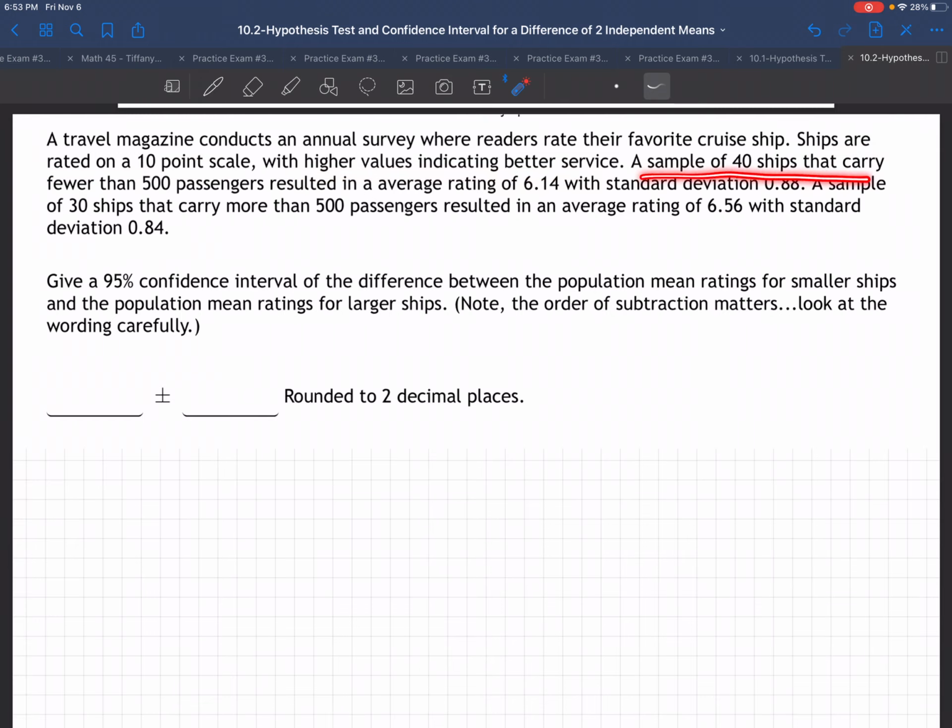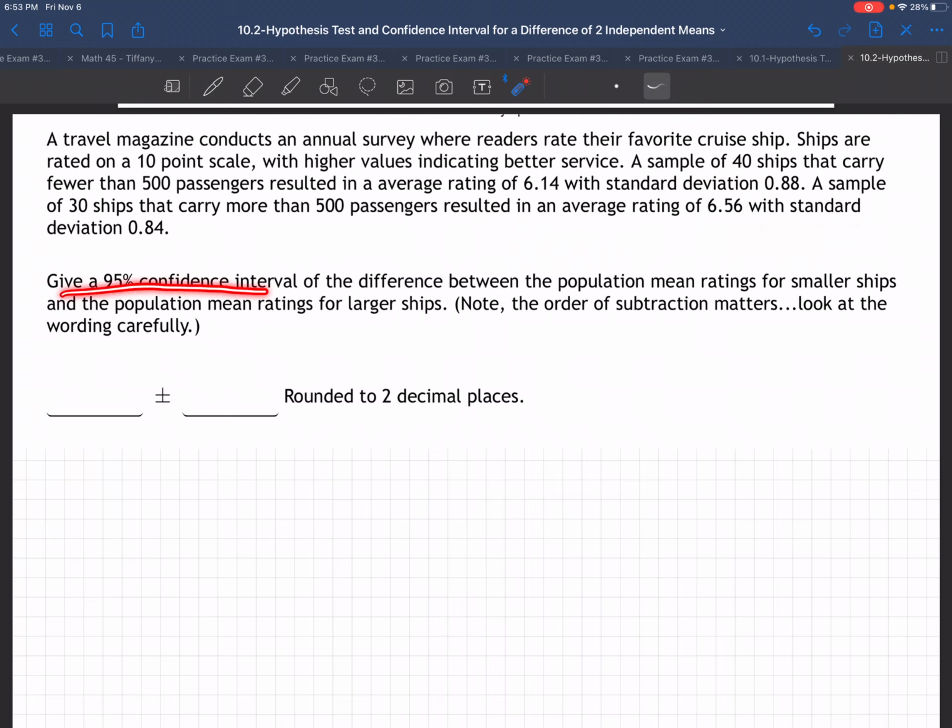A sample of 40 ships that carry fewer than 500 passengers resulted in an average rating of 6.14 with standard deviation 0.88. A sample of 30 ships that carry more than 500 passengers, these are bigger ships, right? So small ships and big ships resulted in an average rating of 6.56, a little higher for the bigger ships. They have more stuff, I guess, with standard deviation 0.84.